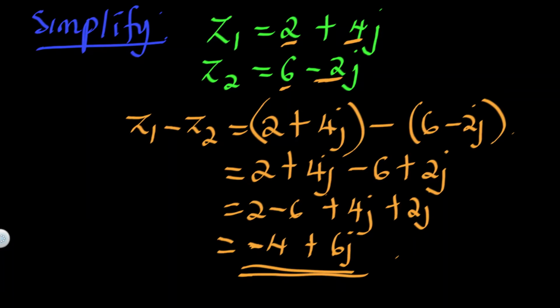That's it. This is how you add and subtract complex numbers. If you are given the complex numbers in polar form, you have to convert them first to rectangular form before you do the addition or the subtraction. If you have forgotten how to do the conversion, check the video that I put in the description below, and then you can learn how you convert from polar form to rectangular form, or vice versa.